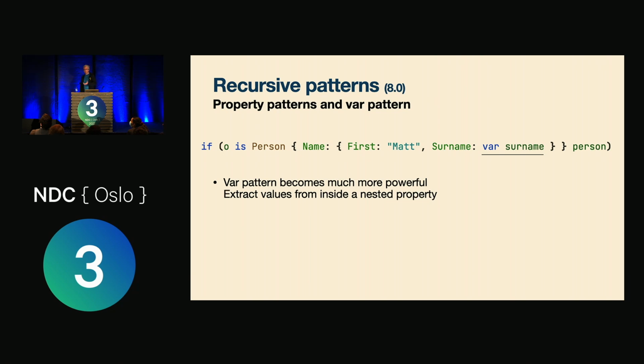Now, that var pattern, this is where things start to get, again, more interesting, because we can actually use that as one of our recursive patterns. And where we've got matching a constant pattern on the first name, I've now got a var pattern on the second name. So what this is going to do is it's going to say, get me any person that has Matt as the first name, save that as the variable person, but we're using the var pattern to capture the surname. So inside my if statement, I can now use the surname. Does that make sense?